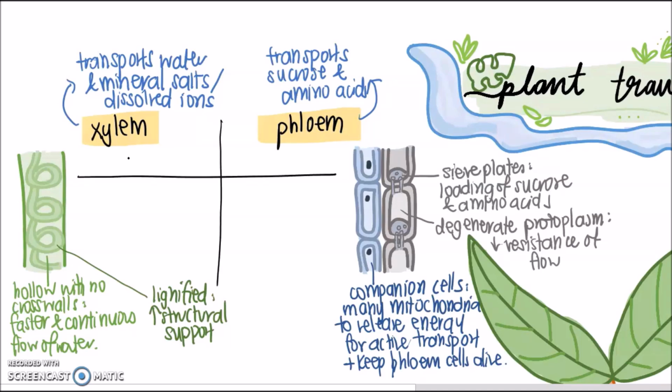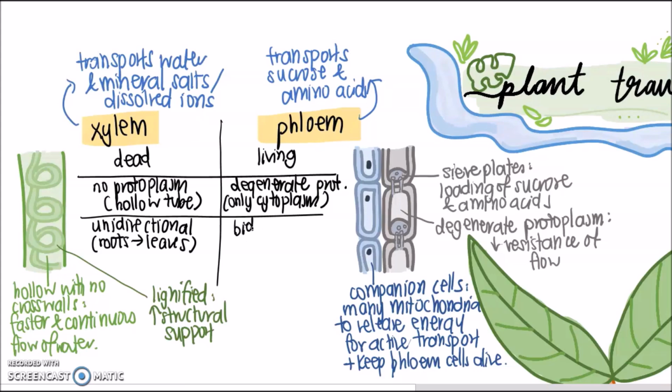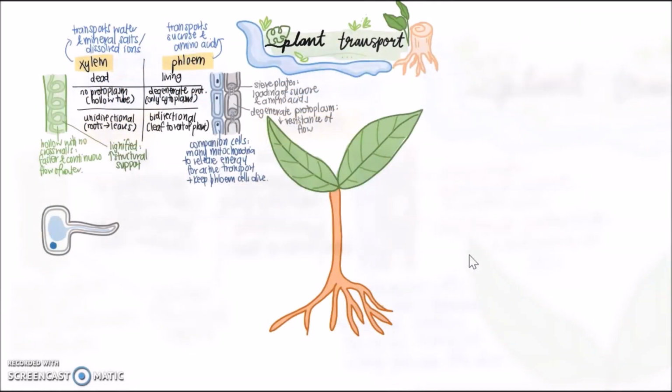Now let's compare the differences between xylem and phloem. Xylem is dead, phloem is a living cell. The xylem also has no protoplasm, so it is completely hollow, while the phloem has a degenerate protoplasm, meaning there's only cytoplasm left. And you realize that both of these are specialized in this way to increase the flow of substances. Xylem is unidirectional, transports from roots to the leaf, while phloem is bidirectional, so the leaf to the rest of the plant. It can go upwards, downwards, and so on.